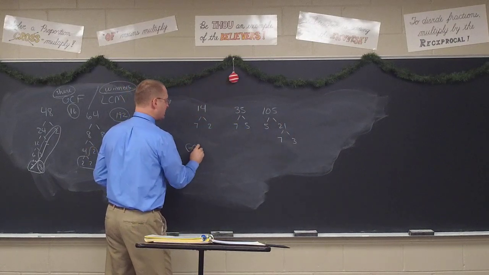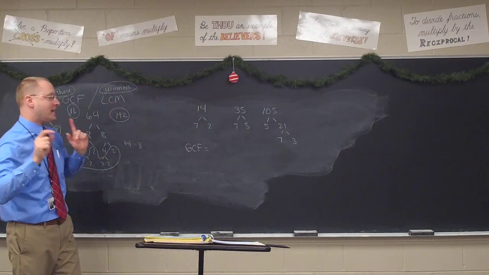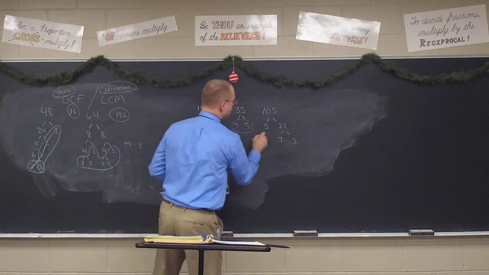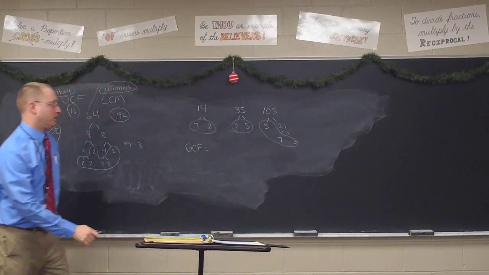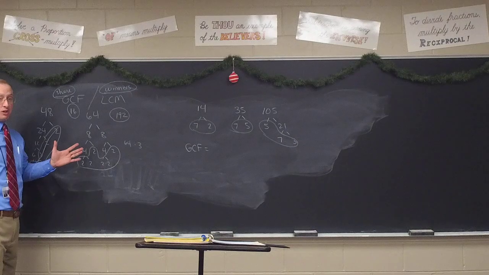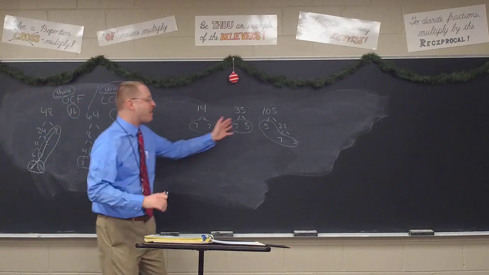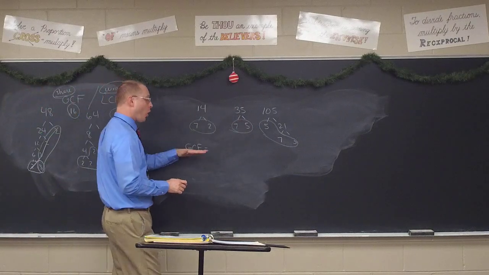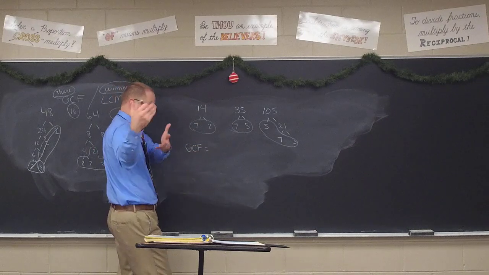So when we look for the GCF, we're looking for what they share. What do they all have? They all have a 7. Do they all have anything else? No, this has a 5, but they don't all have 5s, right? So the only greatest common factor then is just 7.